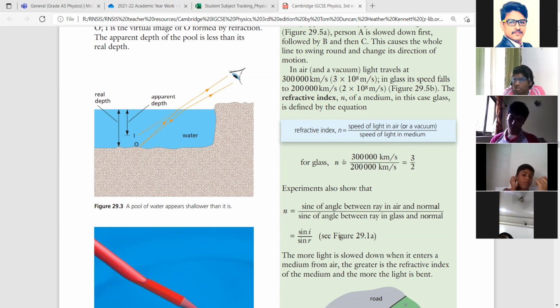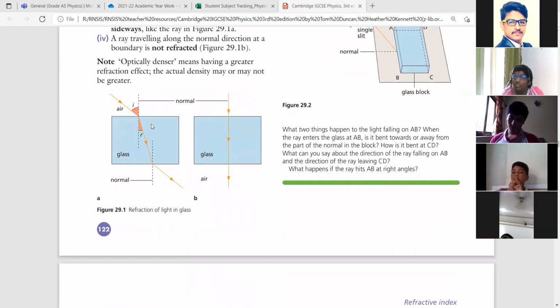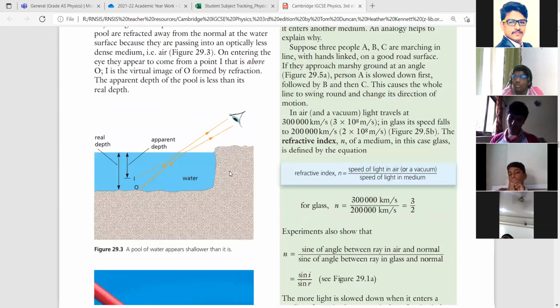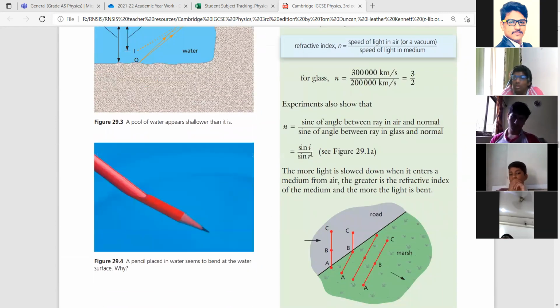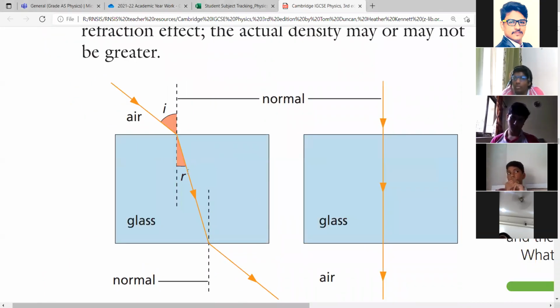Okay. Now, once you have understood this, it's okay to remember the formulas. Refractive index is equal to speed of light in air upon speed of light in medium. There's one more formula for refractive index with respect to the angles, which says that refractive index is sin i upon sin r. This is the sine of the angle between the ray in the air and the normal, upon the sine of the angle between the ray and the normal in the glass. This one is in the air, this one is in the glass.